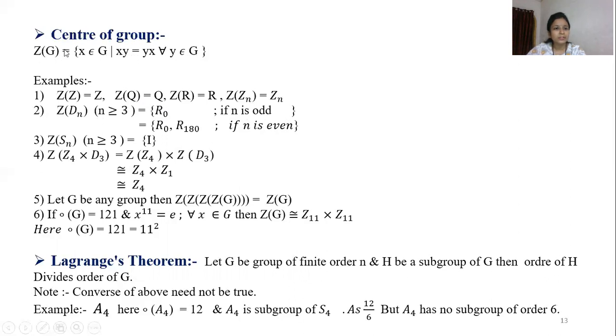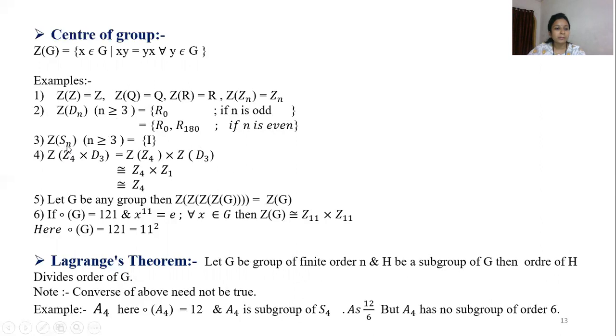The center of G is always a subgroup of G. Rather, we can say that the center of G is an abelian subgroup of G, always. And if n is even, the center of Dn contains two elements: one is R0 and another is R180. Why is R180 here? Whenever n is even, R180 is included. And whenever n is odd, only R0 is in the center of Dn.